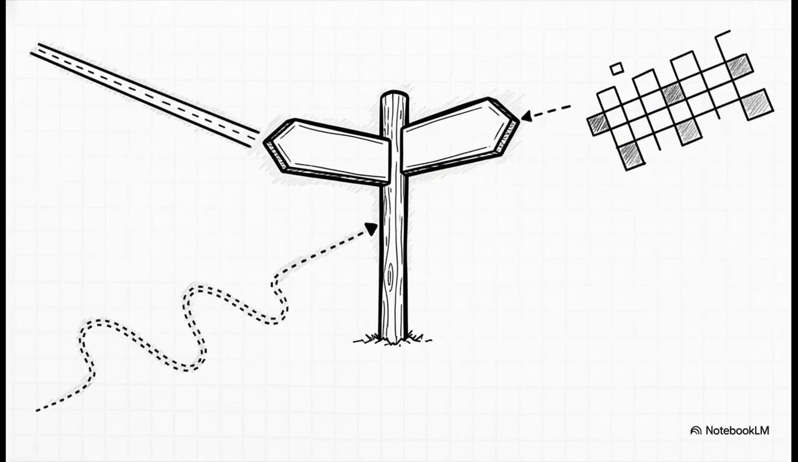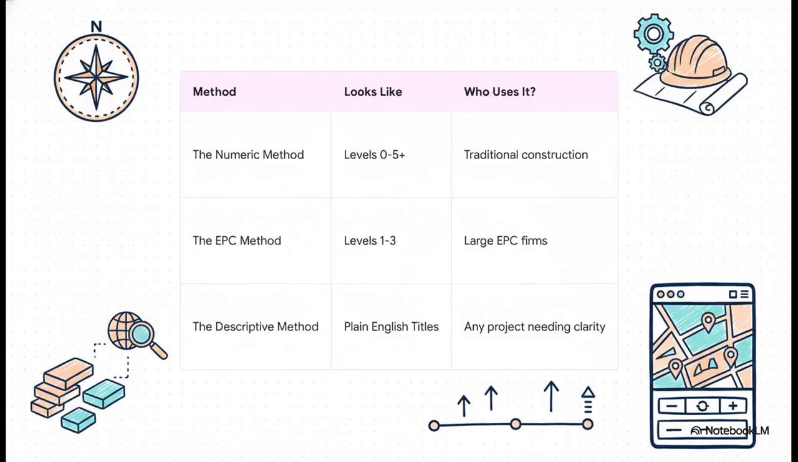Now, as you can probably guess, the industry doesn't just run on a cool analogy. Of course not. Experts have developed actual, formal systems for defining these zoom levels. AACE International points out that there are really 3 common methods that you'll see out in the wild. First up, you've got the numeric method. This is the traditional level 0 to level 5 system you hear about a lot in construction. Then there's the EPC method, which is popular with those huge engineering and construction firms, and it focuses on 3 main levels. And last, you have the descriptive method, which I kind of love because it just uses plain English names like summary schedule. It makes the purpose of each view totally clear from the get-go.